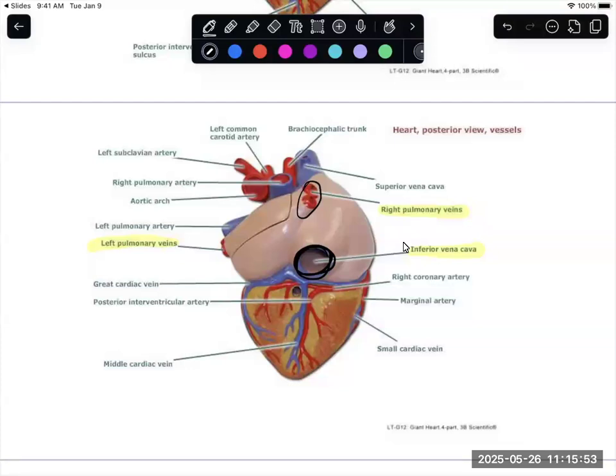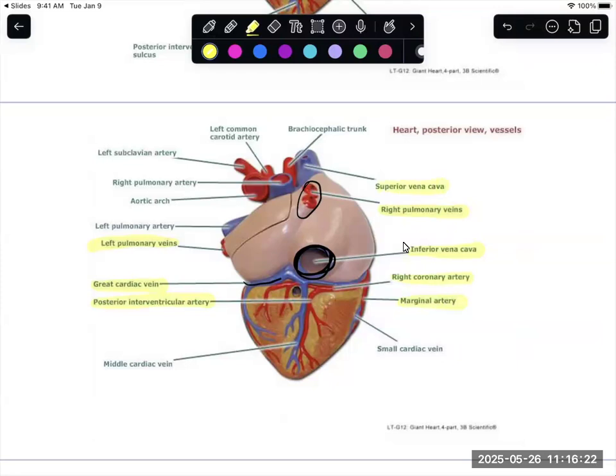But here you can kind of see this great cardiac vein following around before it becomes that coronary sinus. We have the posterior interventricular artery. I'm looking to see exactly which ones you need. Marginal artery. And then here's that right coronary artery as it's coming around.